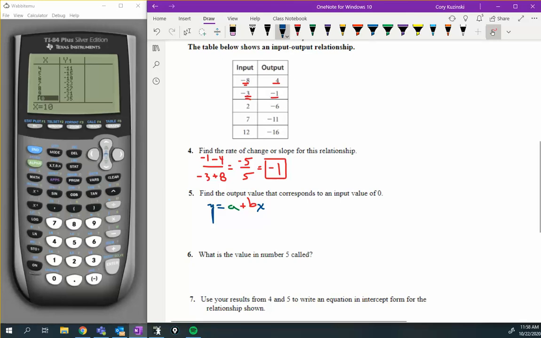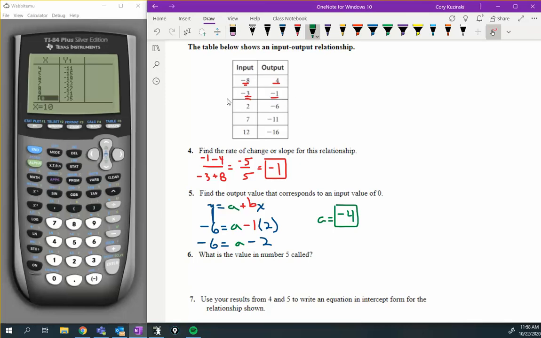We're given lots of x and y values. I'll use 2 and -6, so I'm going to put -6 in for y. We're trying to figure out what that a value is. We know the slope is -1, and the x value that goes with the y value of -6 is 2. Multiplying, -1 times 2 is -2. Then I'll add 2 to both sides of this equation, and I get that a is negative 6 plus 2, which is negative 4.